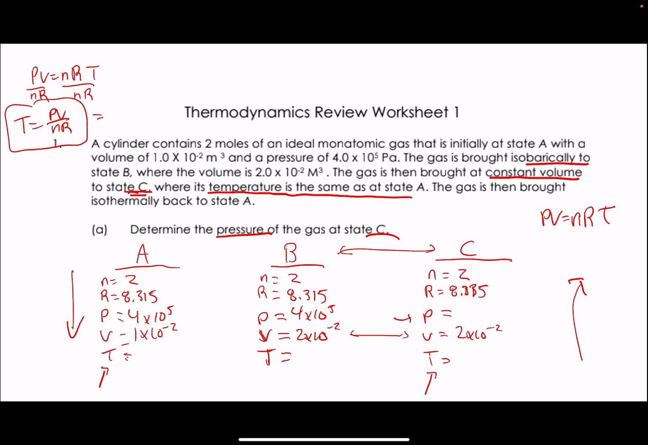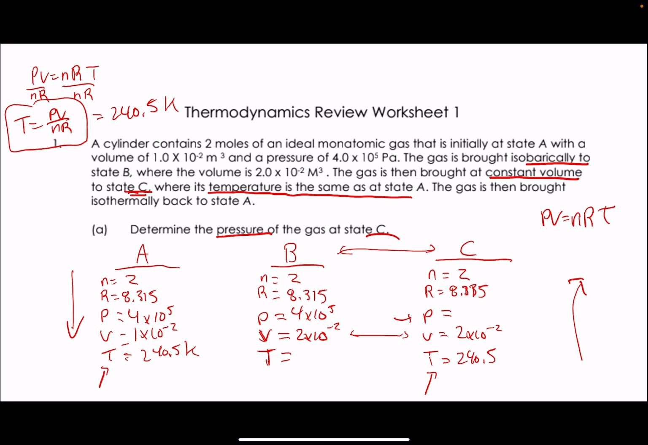P is 4 times 10 to the 5th, and then V is 1 times 10 to the negative 2, and then it's divided by 2, divided by 8.315. Cool. We get a number like this, 240.5 Kelvin. Our temperature is always in Kelvin. And again, we were told that our temperature in A is the same as temperature in C. So now we can use that to find P.